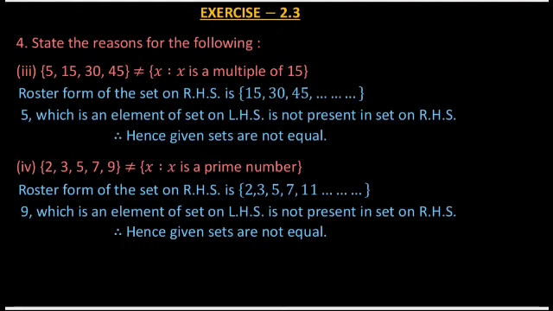So if you observe these two sets, 9 is not a prime number. So in these two sets, all the elements present in the first set are not present in the second set. So hence the given sets are not equal.